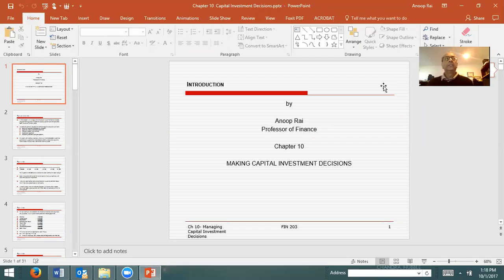Hello all. We are going to do chapter 10 today, making capital investment decisions. We are following chapter 9, where we learned net present value and internal rate of return. In this chapter, you learn how to apply them to real cases, and what some of the things we need to watch out for and the nuances involved in applying net present value and IRR to real projects.